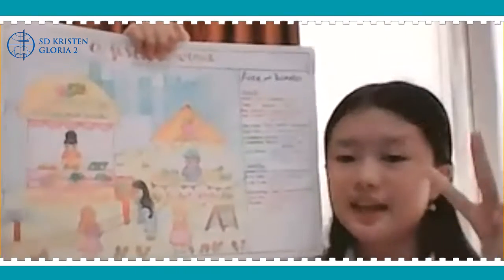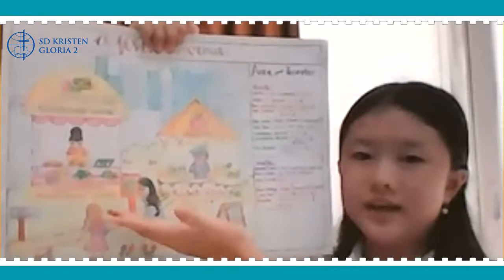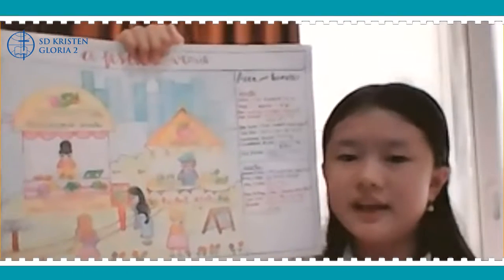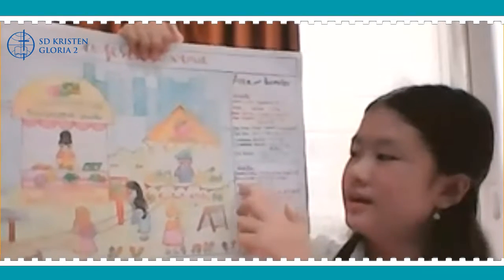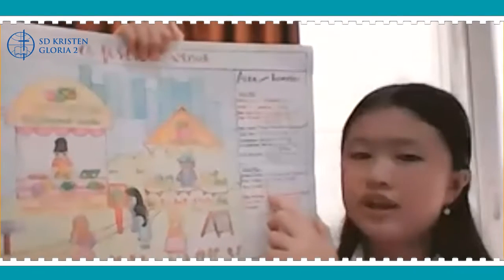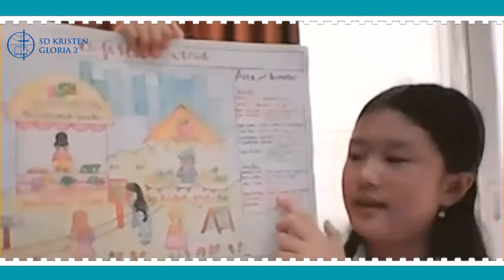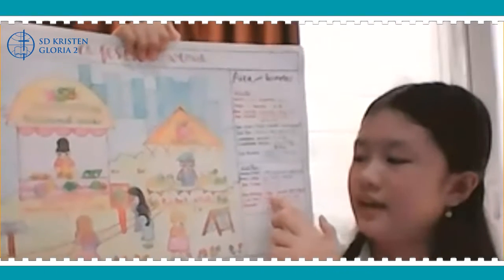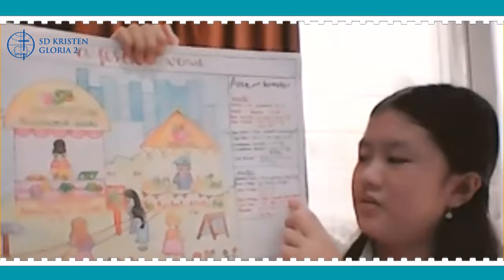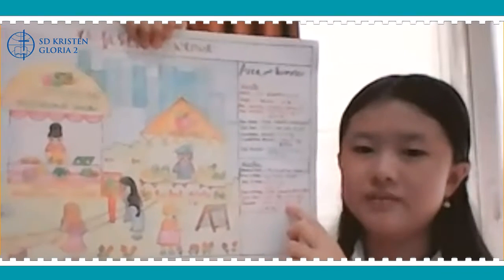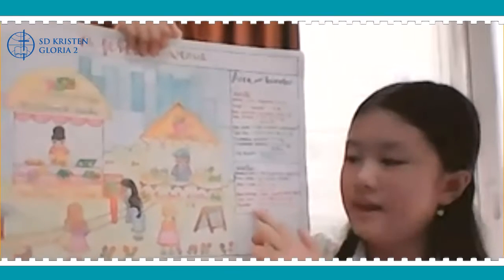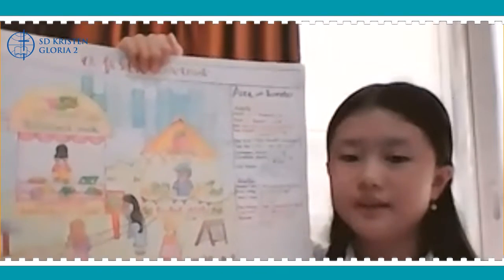The second is herbal drink, such as honey lime, temulawak, and sinom. The area of the triangle is 27.5 square meter, and the area of the rectangle is 88 square meter. So the total area is 115.5 square meter, and the perimeter is 42 meter.